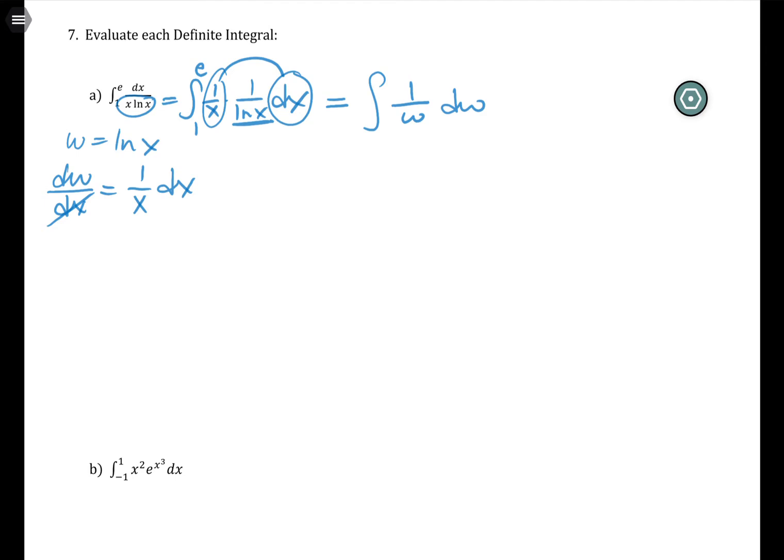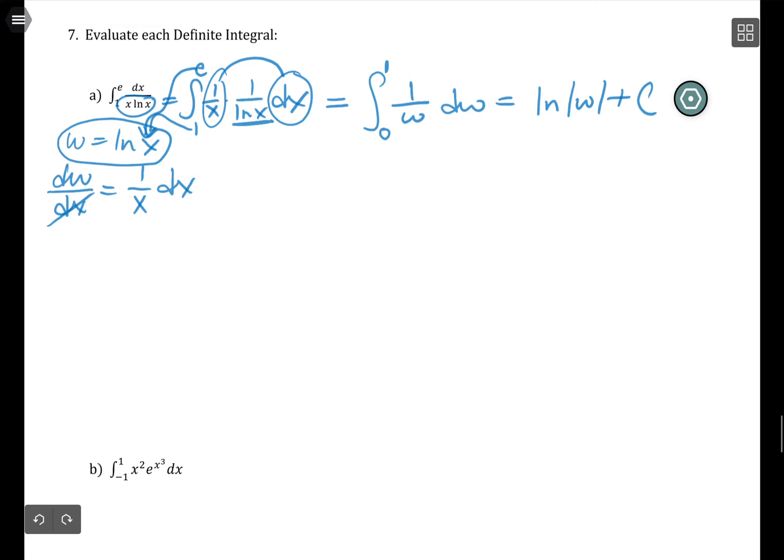So to change my limits, I'm just going to go back to my formula that tells me the relationship between w's and x's, and I'm going to say, okay, well then when x is 1, the natural log of 1 is 0, so w is 0. And when x is e, the natural log of e is 1, so w is 1. So now I'm not lying. Those truly are w values. I can go ahead and say 1 over w's antiderivative is natural log of absolute value of w. And I don't need that plus c, you don't ever need to switch back to x's with definite integrals because we've already changed to w values.